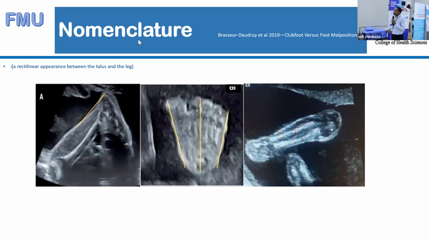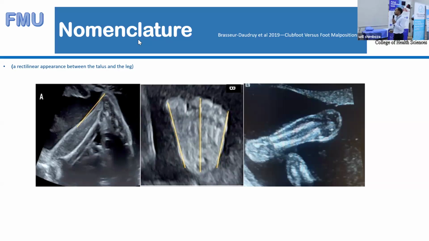As we are doing our anomaly scan, we should always produce a sagittal image from the posterior aspect of the lower leg, and then we should also produce this plantar image of the foot, and then the coronal image of the leg. So this one is the main image. From this image, we see that there's a rectilinear appearance between the leg and the talus. So they are sort of in a straight line. Then for club foot, because of the plantar flexion, you won't see that rectilinear relationship.